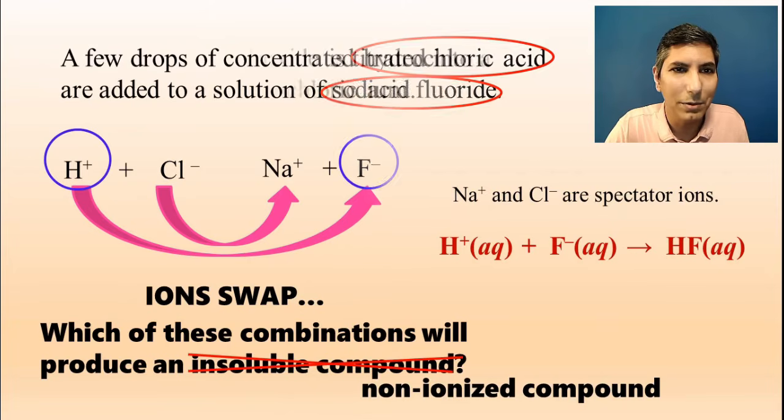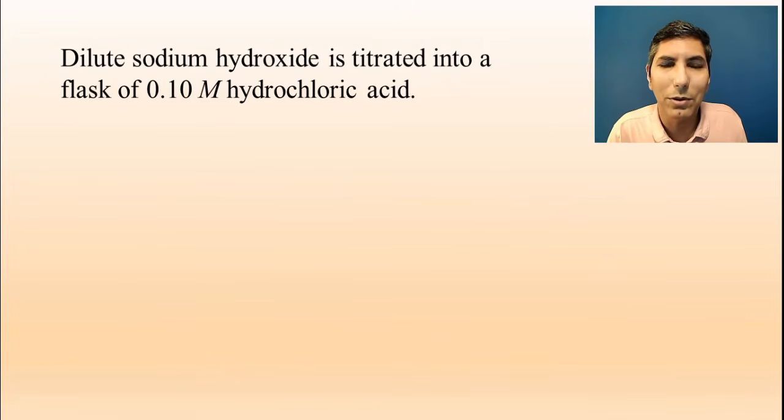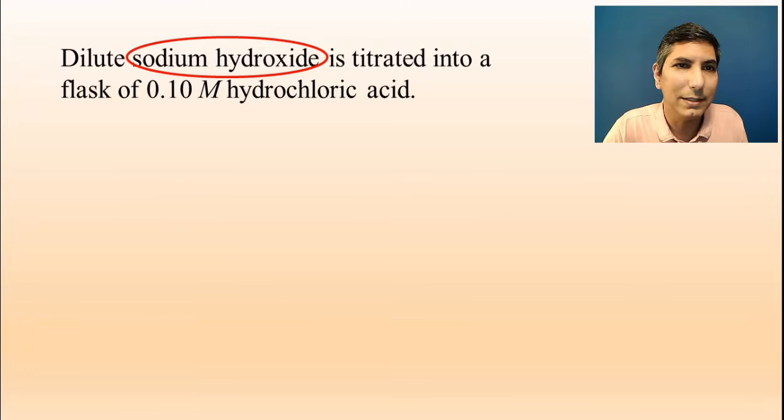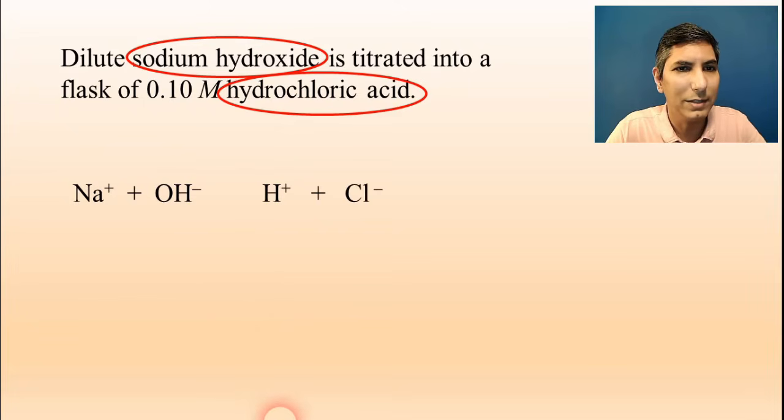Let's try another example of an acid-base reaction. Dilute sodium hydroxide is titrated into a flask of 0.10 molar hydrochloric acid. So once again, we have a strong base, which is the case for sodium hydroxide. That means it's going to be completely ionized, right? Strong acids and strong bases are completely ionized, and that's the case with hydrochloric acid as well. We write that as H plus and Cl negative.